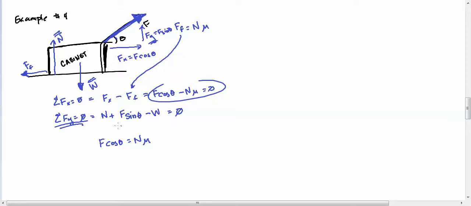So I'm going to pull this stuff to the right side of the equation. The second equation gives me n is equal to W minus F sine of theta. Cool. So I'm going to plug that n into here, and now I have F cosine of theta is equal to W minus F sine theta all times mu. Let's distribute that mu in there.